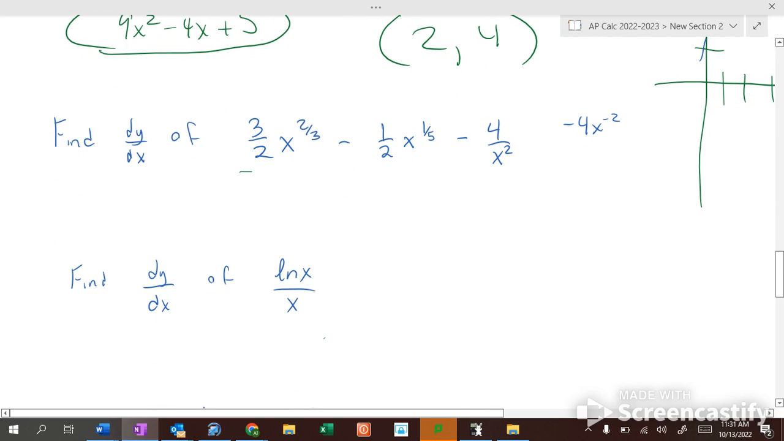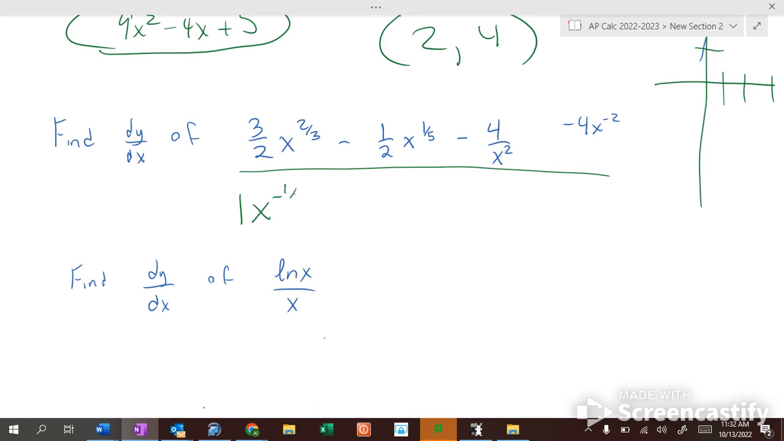All right. What's the first derivative of this bad boy? First derivative of that: 1x to the negative third, minus 1/10 x to the negative 4/5, plus 8x to the negative third, because that was really x to the negative second. Don't look at that, because that was just rewritten to be that.